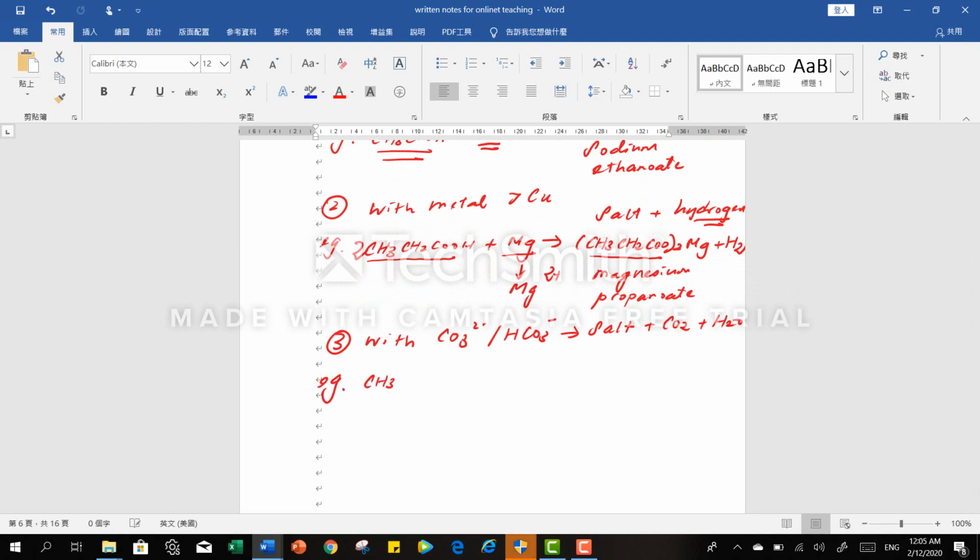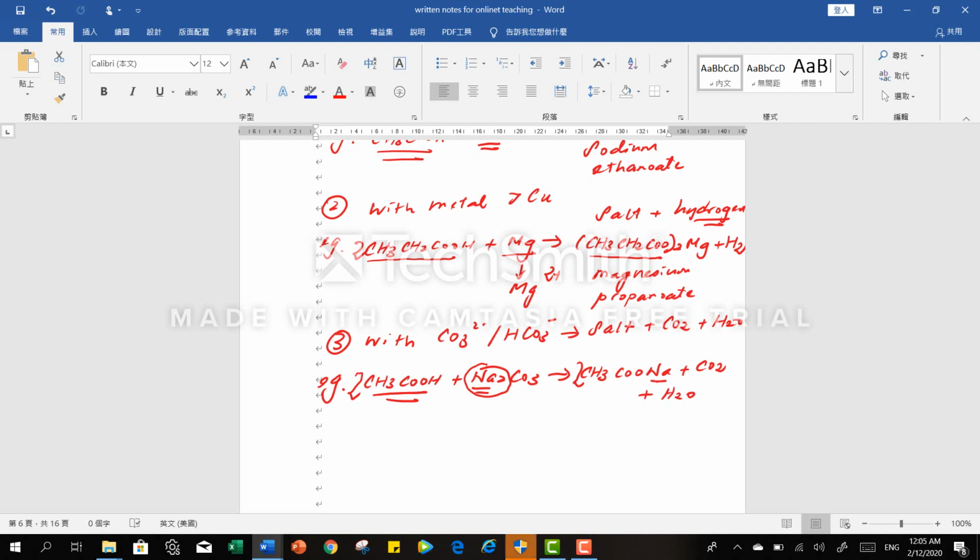For example, we use ethanoic acid again with sodium carbonate. So what will be formed? You will have the salt, right? The salt CH3COONa together with carbon dioxide and water. The sodium has 2, right? So you put a 2 here to balance Na, and you put a 2 here. So yeah, it's balanced already.